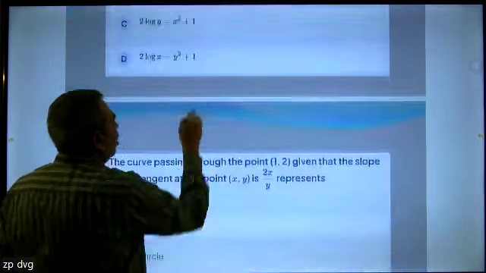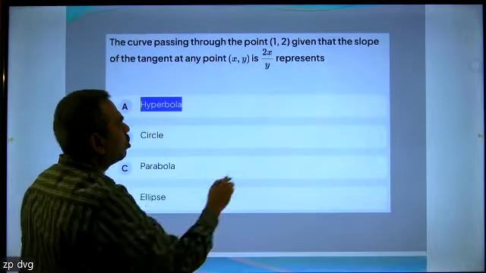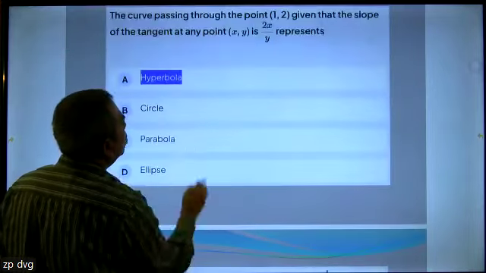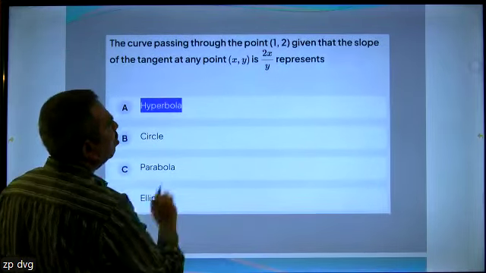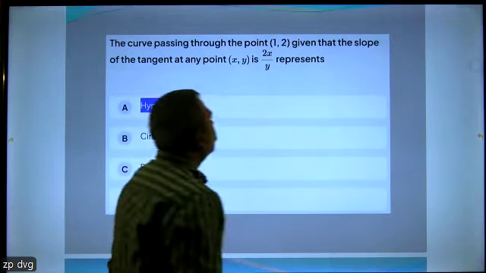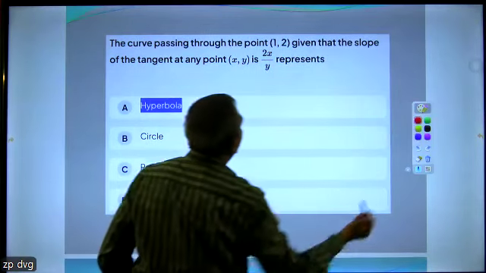So nothing difficult. Just separate the variables here. Here also the same thing. The curve is passing through a given point. So what is the idea of the curve passing through the point? Now see here, the curve is passing through the point (1, 2). Since the curve is passing through the point (1, 2), we have to find the solution first of all. So first of all, try to find the solution.